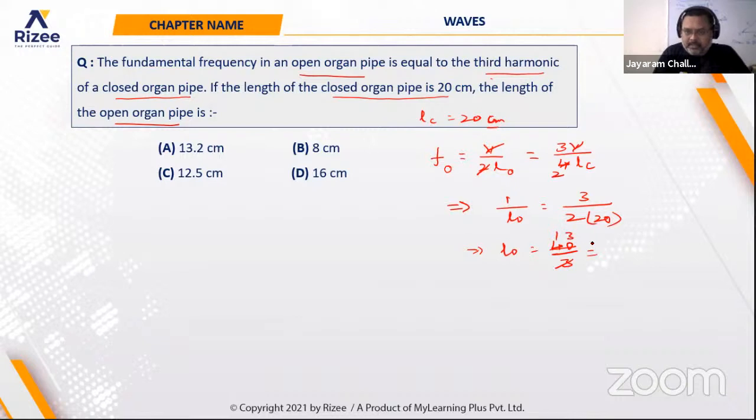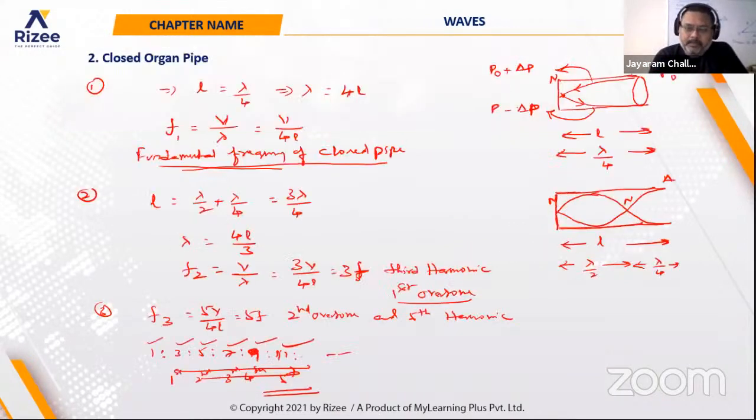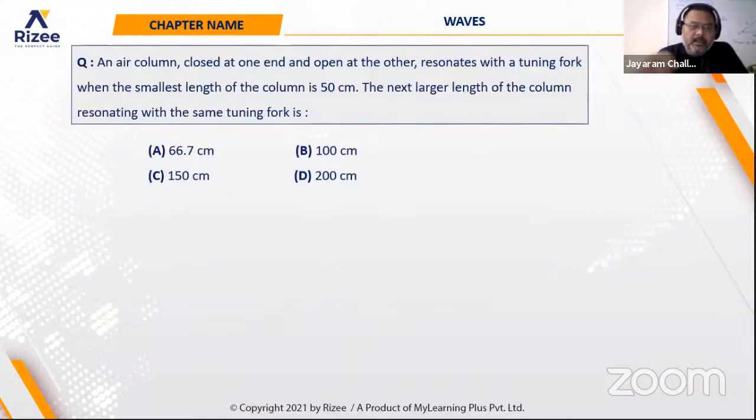Left out 10, that is 13 point something. So it will be 13 point. The nearest option is 13.2 centimeters. So this is how you can find it out. While doing these sums, you should be very careful of the harmonics and the overtones of the closed pipe as well as the open pipe conditions. That is a very important situation, please.